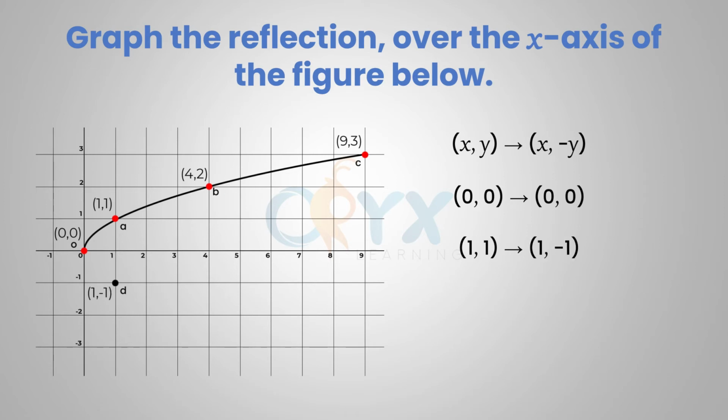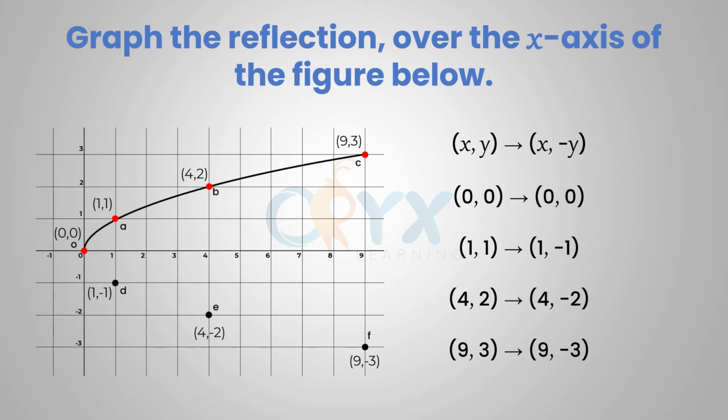If we look at point B, which is at (4, 2), keeping the x value the same and negating the y value will give us the point (4, -2). And point C, which is at (9, 3), if we negate the y value, will become (9, -3). So we can see that point A reflects to point D, point B reflects to point E, and point C reflects to point F. Now all we need to do is connect our dots, and there we have it, the reflection over the x-axis of the original figure.